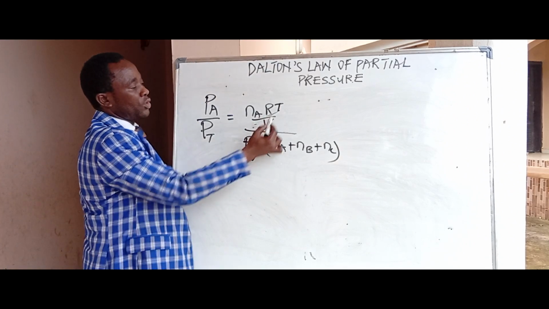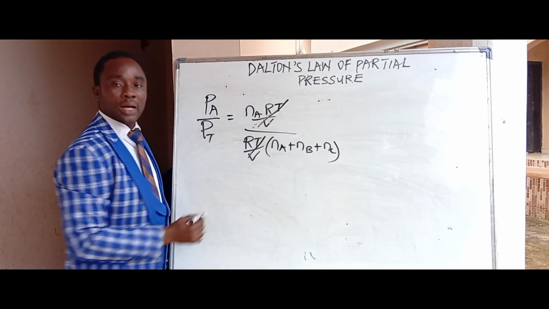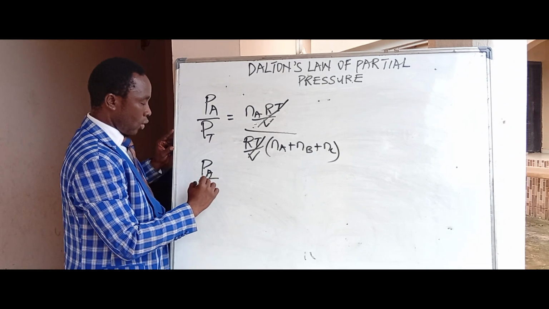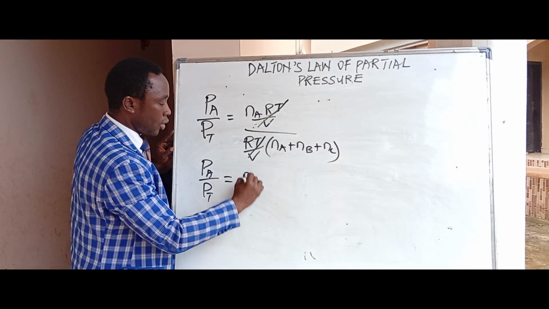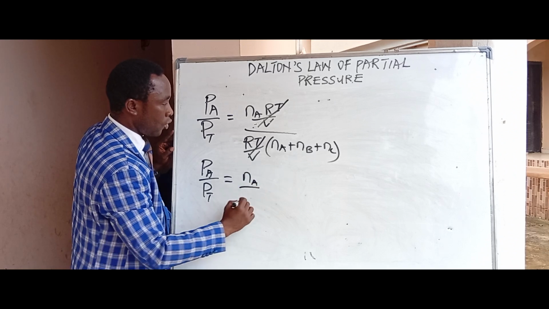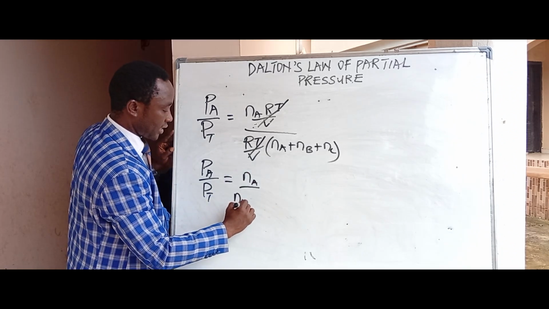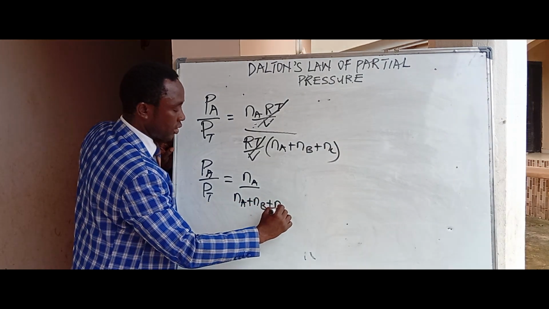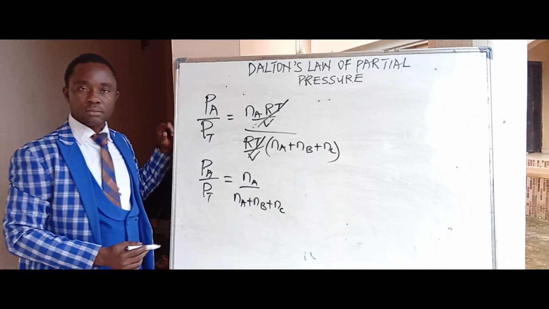Yes. There is RT over V here, there is RT over V here. So they can cancel out. So you can now see that the partial pressure of gas A over the total pressure will be equal to what is remaining here: the number of moles of gas A over what we have down here, the number of moles of gas A plus the number of moles of B plus the number of moles of gas C.